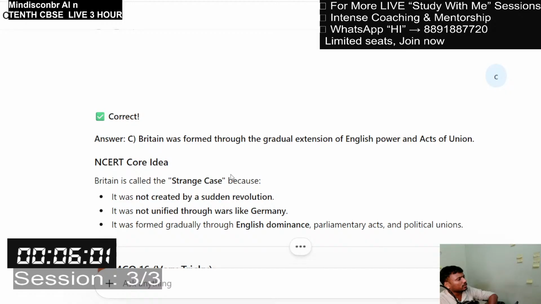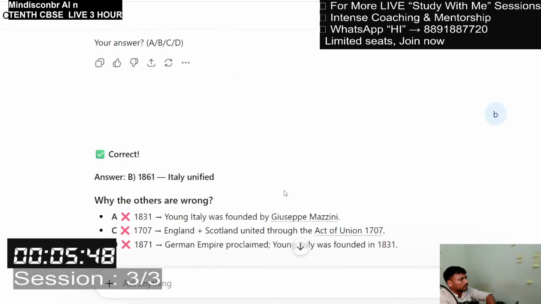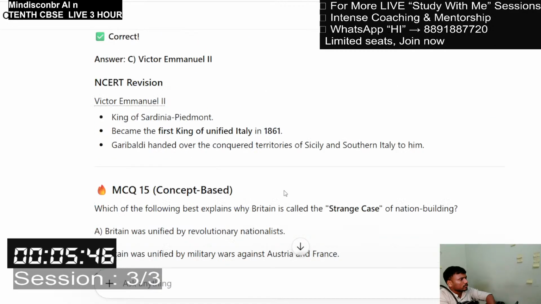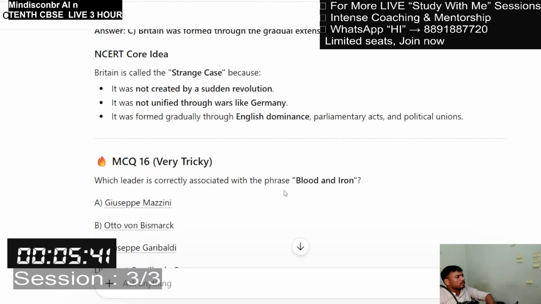Britain is called the strange case because it was not created by a sudden revolution, it was not unified through wars like Germany, and it was formed gradually through English dominance, parliamentary acts, and political unions.